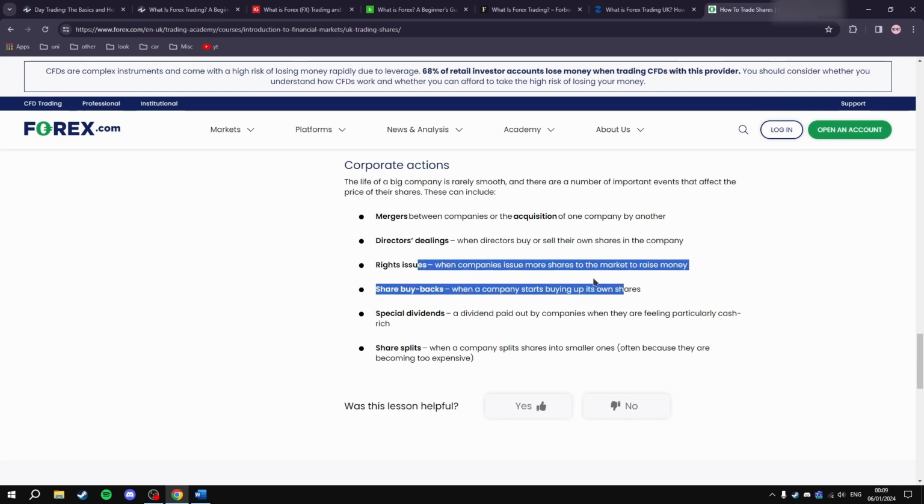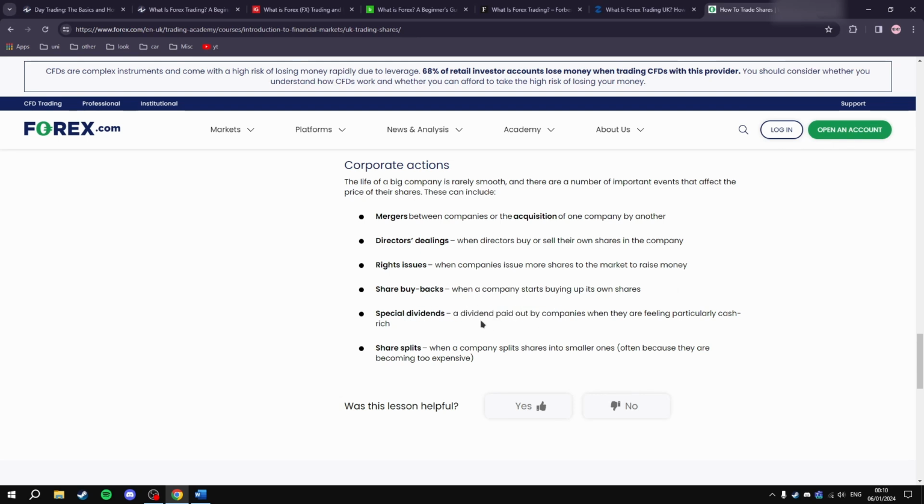Rights issues. When a company issues more shares to the stock market to raise money, there's going to be more supply and the same demand, so the price is going to drop. Share buybacks, when a company starts buying up its own shares. There's going to be less supply and more demand, so the share price is going to rise.